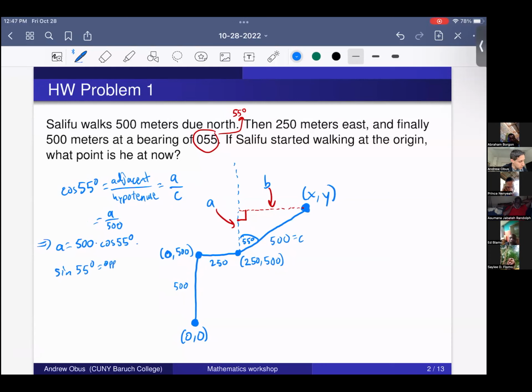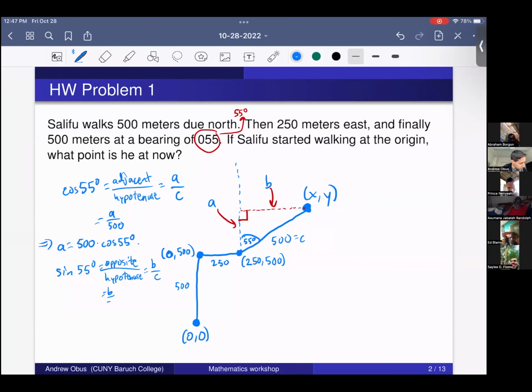Right. So sine 55 is opposite over the hypotenuse, which in this case is B over C. Yes. And that's B over 500. And so we get that B is equal to 500 sine 55. Exactly. Great. So A is 500 cosine 55 and B is 500 sine of 55 degrees. And so that's going to now tell us what this X and Y is, right?